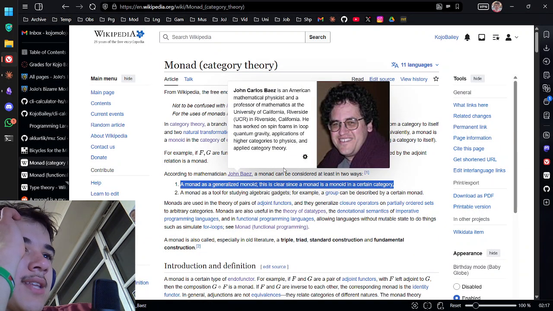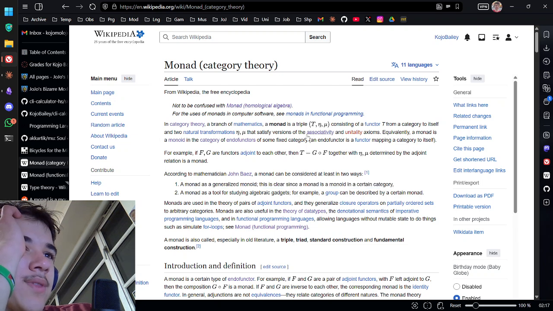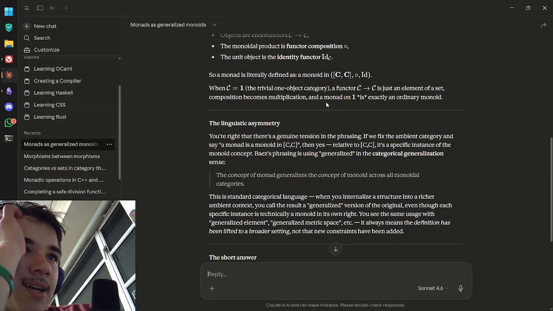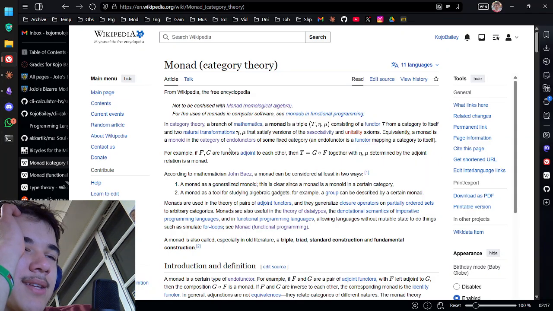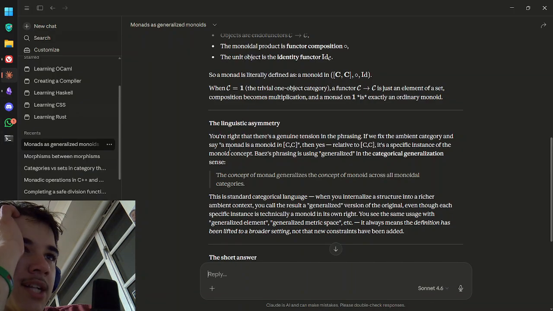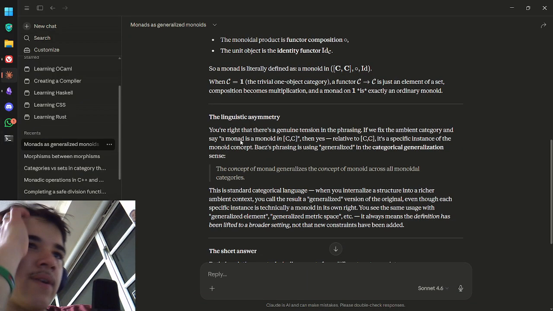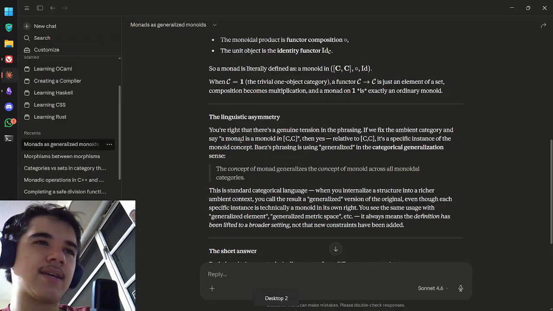So confusing. Like, what the hell is this? Right? Like, this is not helping. So why is unitality not a page? Okay, I do look forward to reading this Reddit post in a bit to see what the hell, because that might actually help. You're right that there's a genuine tension in the phrasing.